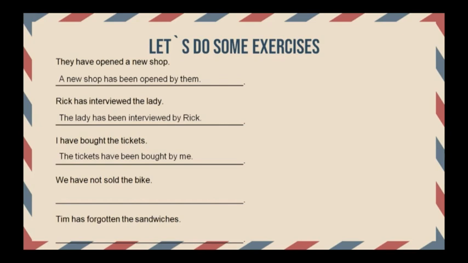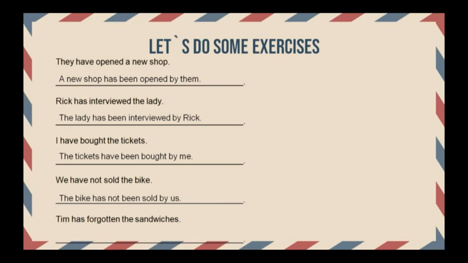Okay, so we have not sold the bike. We is a subject, have not sold is a negative form of present perfect simple, and the bike is an object. Okay, so the bike has not been sold by us. Also, you can see that in an active sentence, the subject pronoun is an object pronoun in the passive sentence.